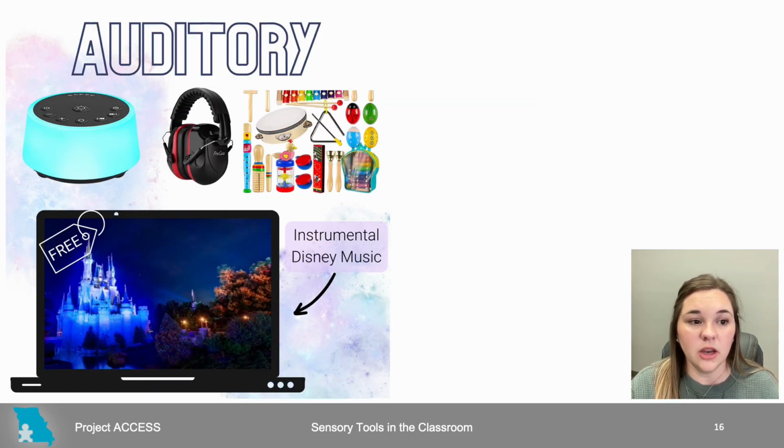So some tools that we can use in our classroom to support these students is a sound machine. You can use headphones. You can help them by playing music or rattles. There's also some instrumental music that you can use on YouTube, and one of my favorites is the Disney instrumental.